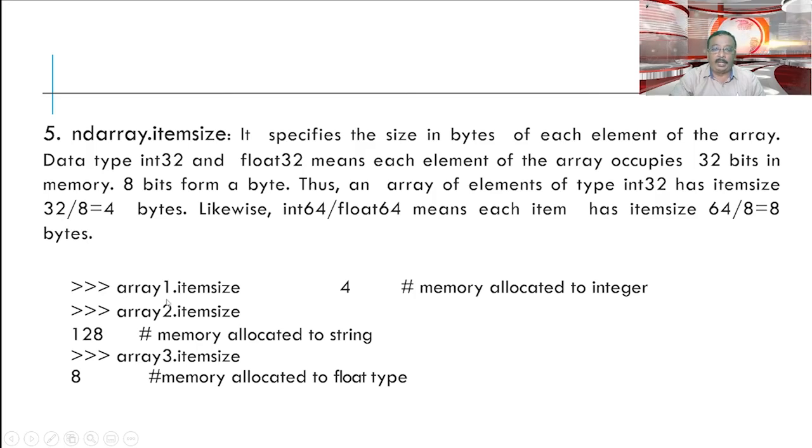So for example, array1.itemsize gives 4, which means each element is going to occupy 4 bytes of memory. Similarly, array2.itemsize will give you 8, which means it is going to occupy that much memory space. And array3.itemsize will give you 8, which means it is a floating point number, float64, which will occupy 8 bytes of memory.